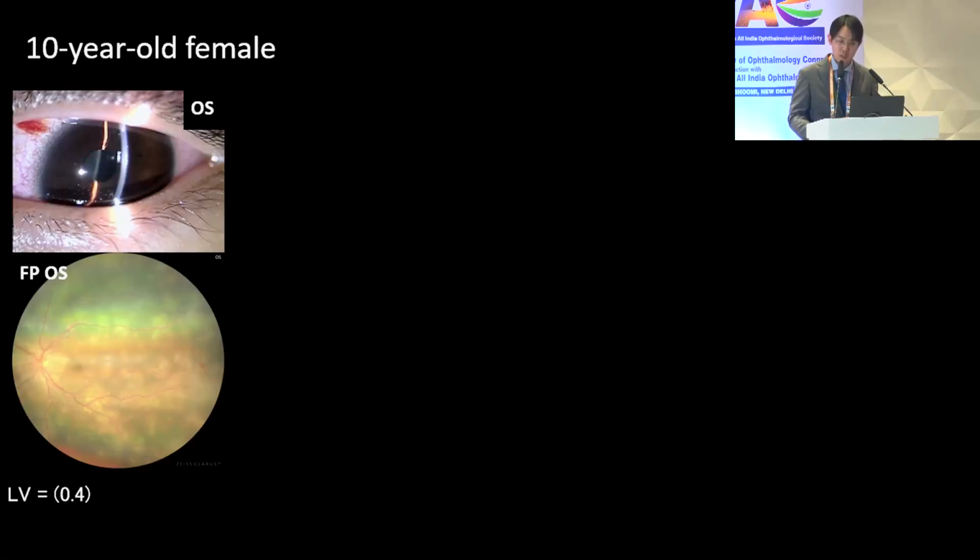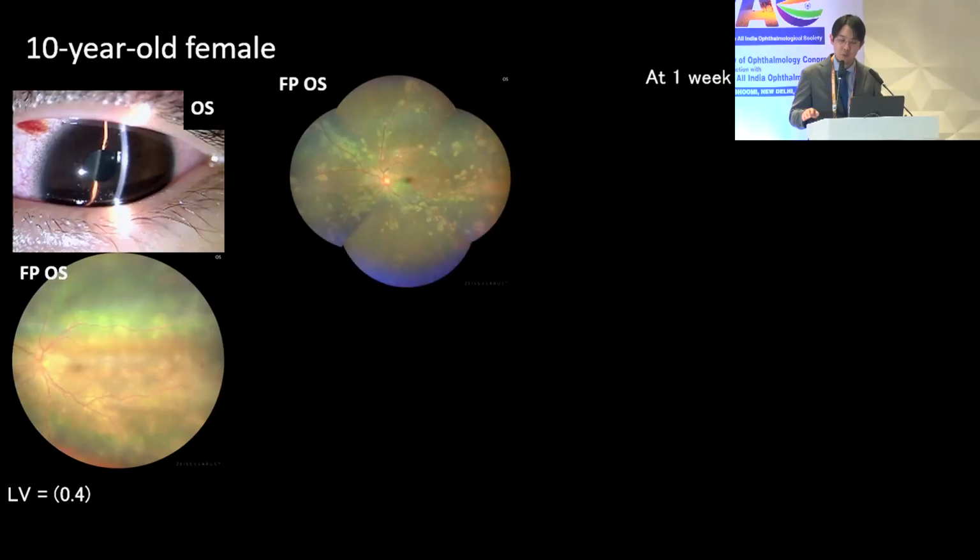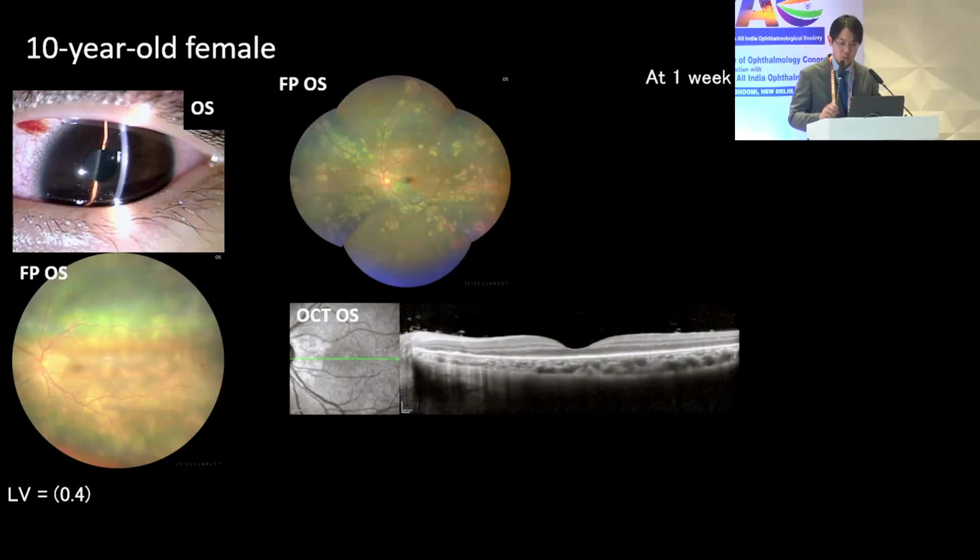So here is a case of a 10-year-old girl with bilateral panuveitis. The left eye is highlighted here. Her vision was 0.4 at that time, and the fundus photo showed multiple subretinal yellowish-white lesions. One week later, the fundus photo showed a whitish lesion with a well-defined margin. OCT showed some scattered hyperreflective dots in the vitreous, and diffuse disruption of the ellipsoid zone.